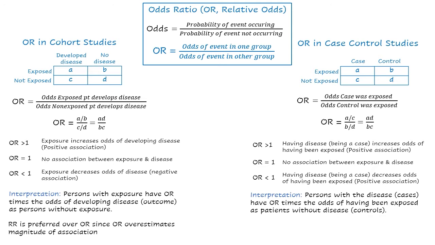For cohort studies, the odds ratio is calculated by dividing the odds of an exposed person developing the disease by the odds of an unexposed person. More important than calculating the odds ratio is understanding how to interpret it. Odds ratios are tricky little rascals.